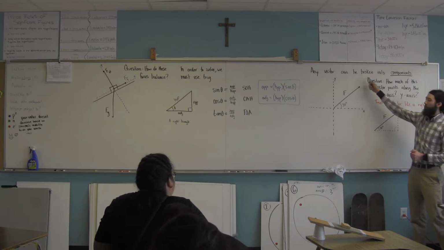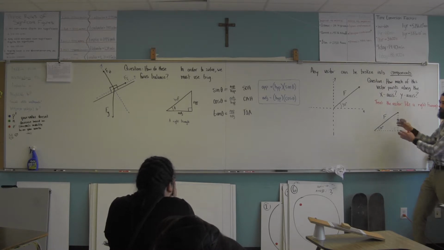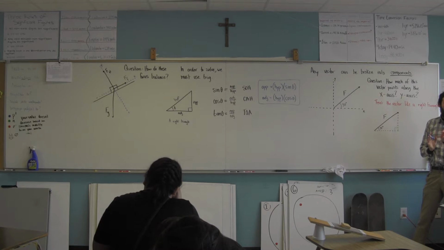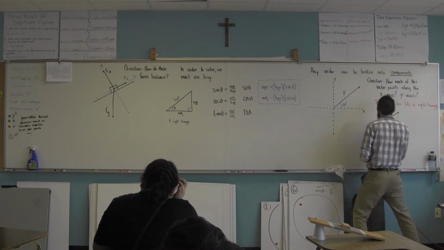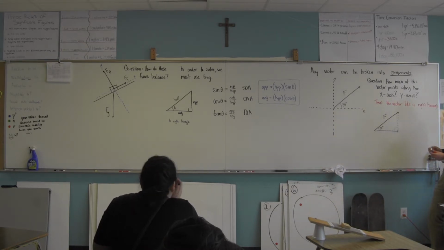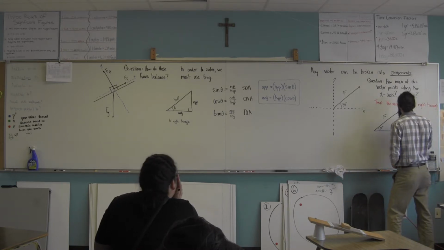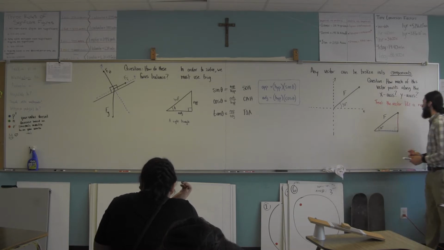Any vector can be broken into components. Let's break this into components. Where do you think we can break it to answer this question: how much of it points along the x and the y-axis? We're going to break it so that the two pieces point right on the x and right on the y. And this is what it will look like. This is one of the components. This is another one of the components.